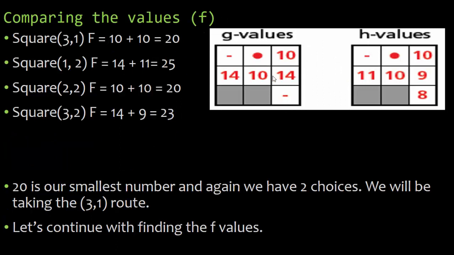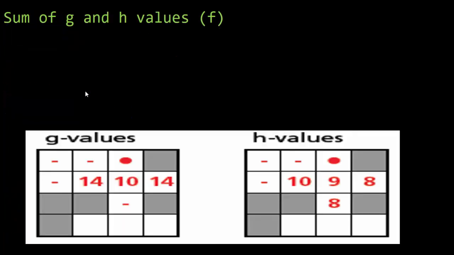So 20 is our smallest number, and again, we have two choices because we have square 3, 1, and 2, 2. We're going to be taking the 3, 1 route. We're going to continue finding the f values. Do not worry, we're going to come back to the one that we are ignoring, square 2, 2. So then again, we do the same thing. We find the sum of g and h values.